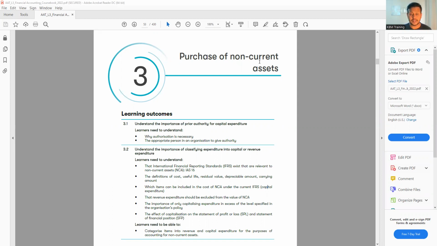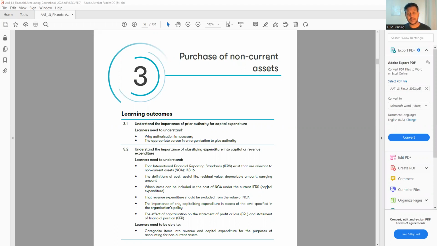Now, non-current asset or fixed asset, normally they use it for more than 1 year or more than 12 months. So this is the definition of non-current asset or fixed asset. But for this chapter, we just need to know what sort of expense can be included in the non-current asset and which one we cannot include.